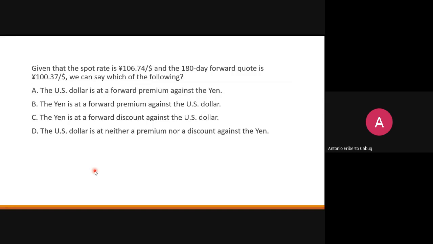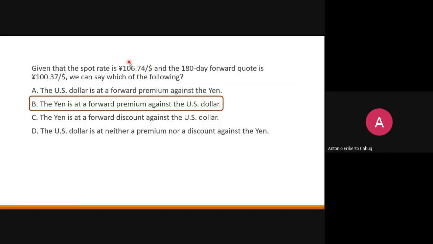Okay, what's your final answer? Enter now. All answers in. Okay. So very good. Di pala very good. Anong sagot nyo? C? Bakit C ang sagot nyo? Why did you answer letter C? The yen is at a forward discount against the US dollar. Why is this your answer? Ah, okay. Naguluhan kayo. Alam ko na kung bakit kayo naguluhan.